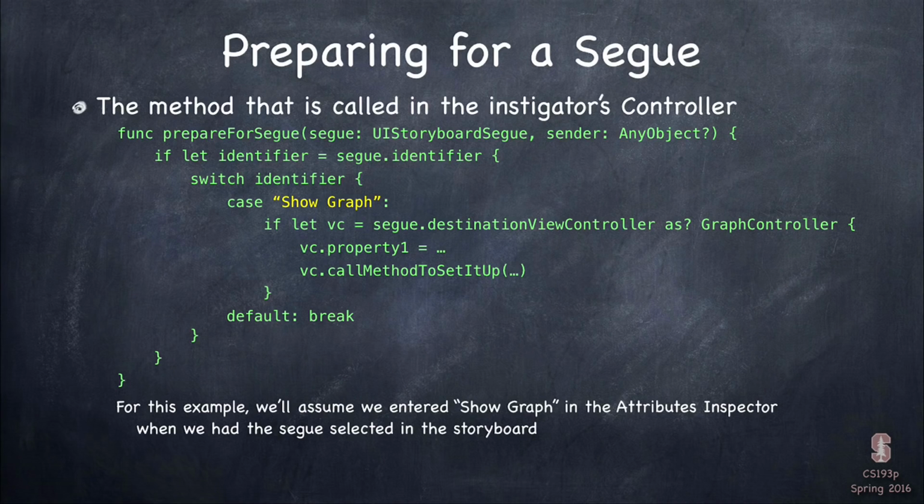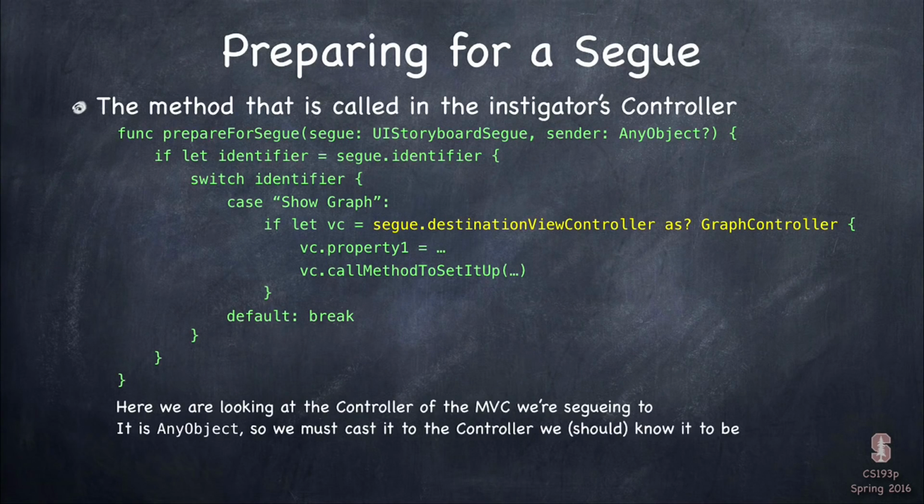And when I see that this is a show graph segue, then I'm going to try and prepare the destination of the segue, assuming that it is some sort of graph controller, right? Some controller of an MVC that shows a graph. So I'm going to have to prepare it, okay? So the first thing I'm going to do is look at the destination view controller of this segue, where we're segueing to, okay? And I'm going to see if it's a graph controller. And it better be, because that's the only way I know how to prepare for a segue called show graph.